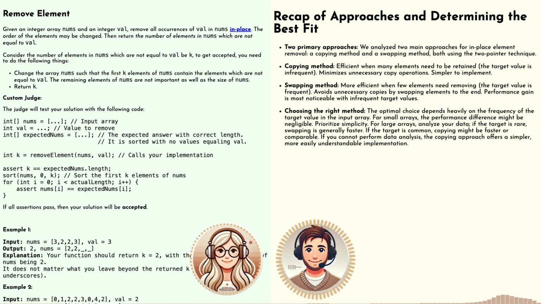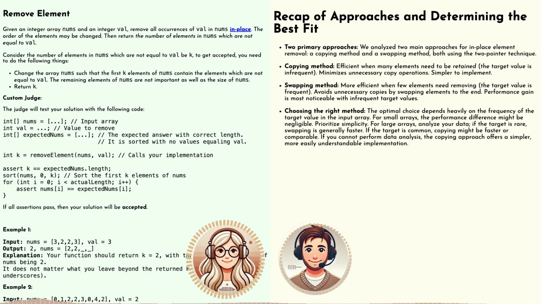Both of these methods achieve that impressive O of n time complexity, meaning we only need to go through the array once. And because we're working in place with no extra memory, they both have that O of 1 space complexity. It's a win-win for efficiency. We're saving both time and space.